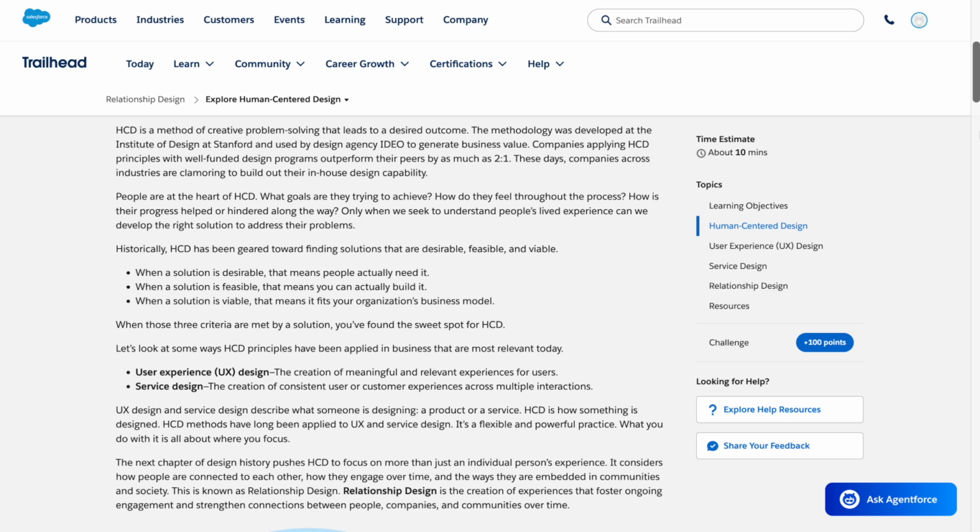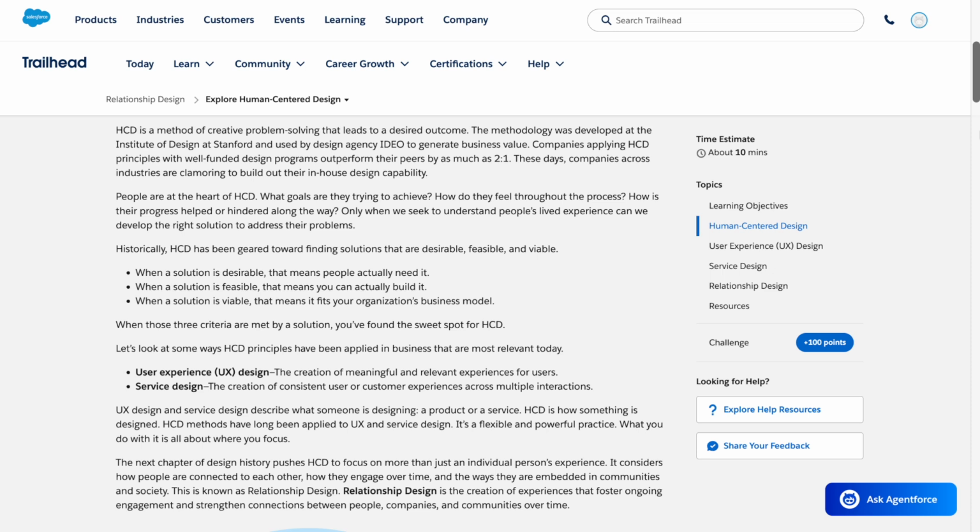People are at the heart of HCD. What goals are they trying to achieve? How do they feel throughout the process? How is their progress helped or hindered along the way? Only when we seek to understand people's lived experience can we develop the right solution to address their problems.